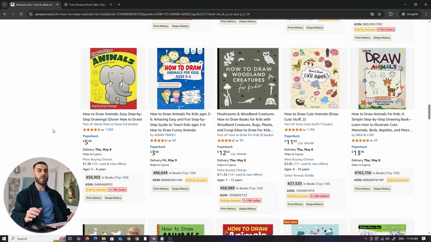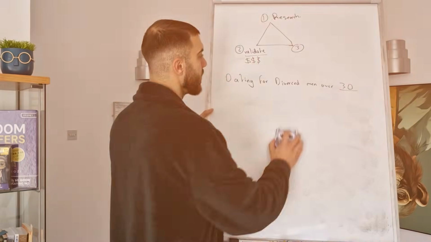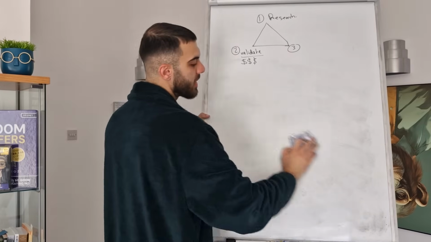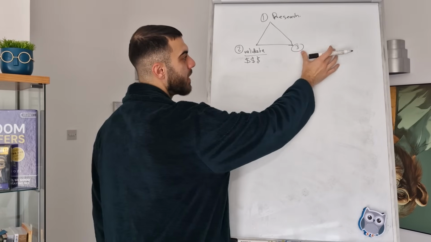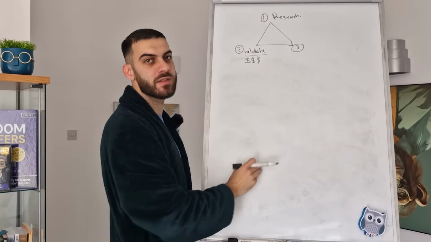Now, I want to go back to Whiteboard Barry to tell you about the next step. Great. So now we validated our niche and we know that it's going to make us money. What can we do now? Well, this is the final step to figure out if we should even publish in this niche or not.